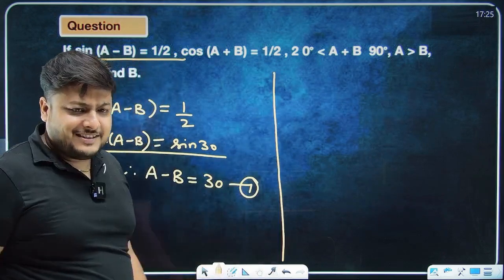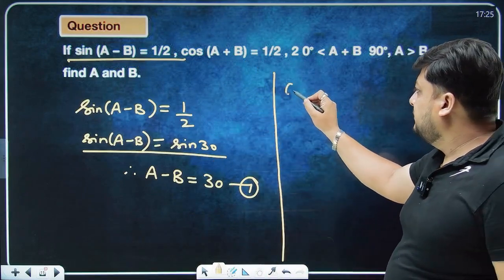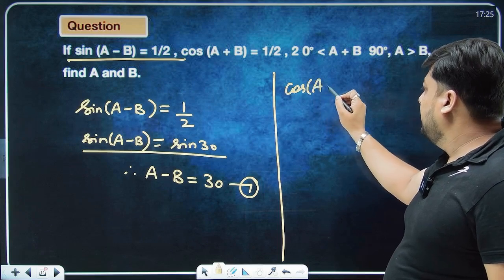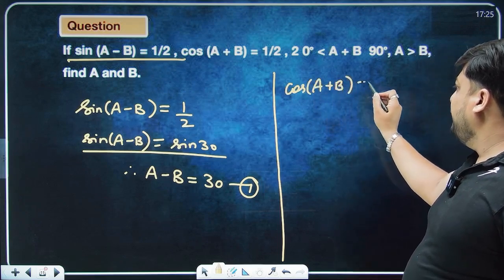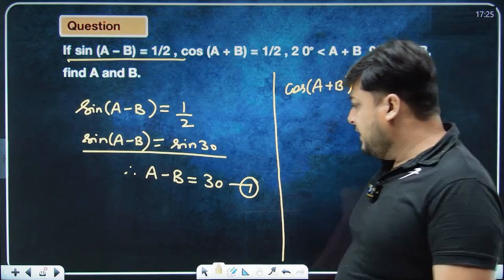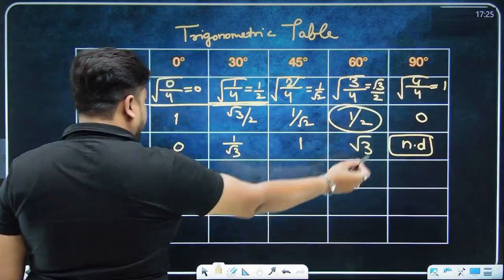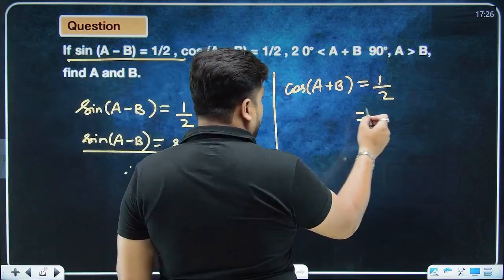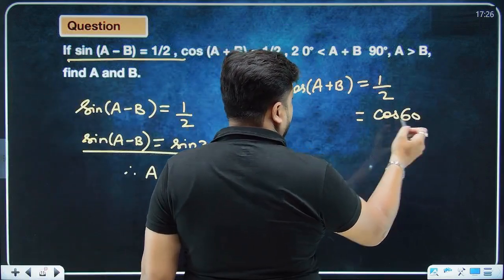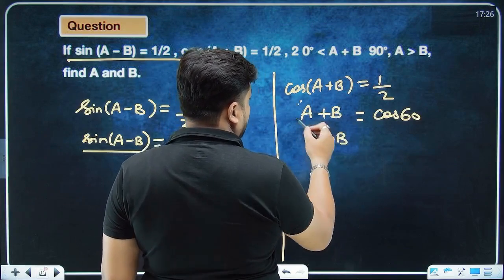Very simple. Then cos of a plus b is 1 by 2. So in cos, where is 1 by 2? See in the table. Cos at 60 degree. So here you can write cos 60, that is a plus b.